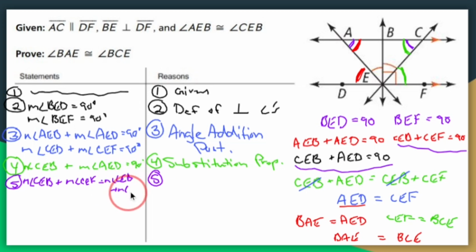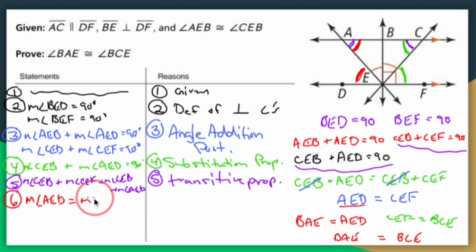That was transitive property. CB on the left and CB on the right cancel out, and that's because of the subtraction property. So that left me with AED is congruent or equal to the measure of angle CEF. And I did subtraction property of equality.